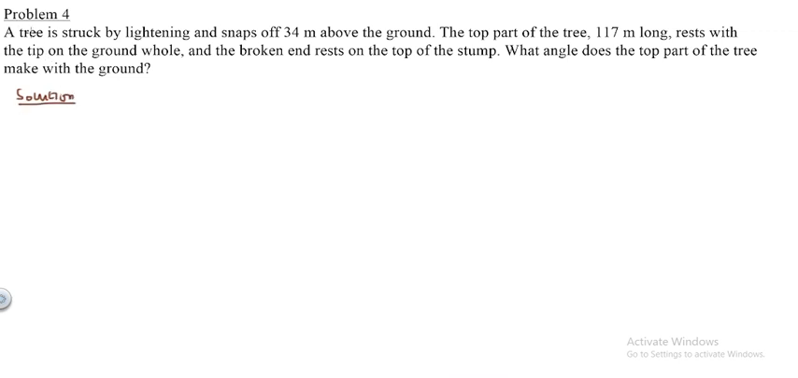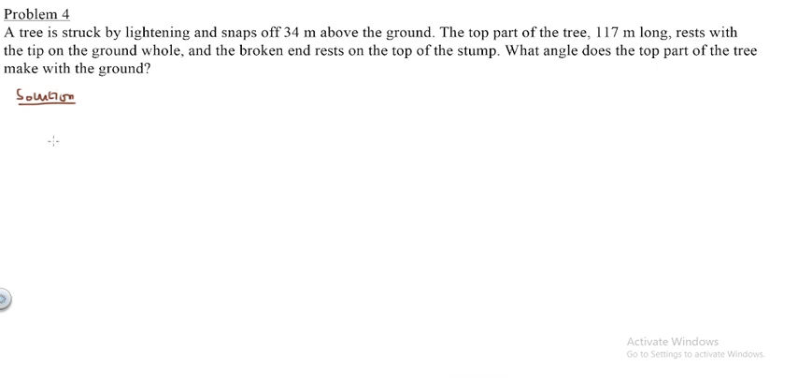We are told that a tree is struck by lightning and snaps off 34 meters above the ground. The top part of the tree, 117 meters long, rests with the tip on the ground, and the broken end rests on top of the stump. What angle does the top part of the tree make with the ground?